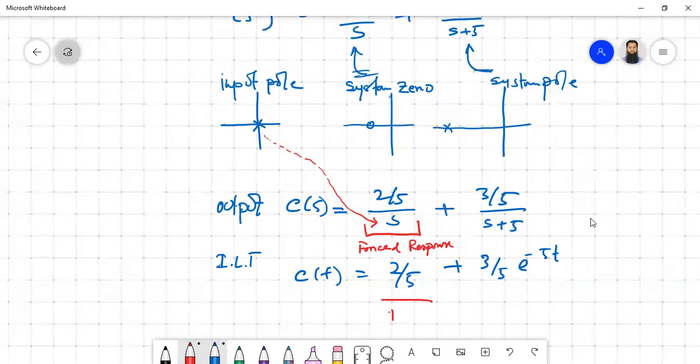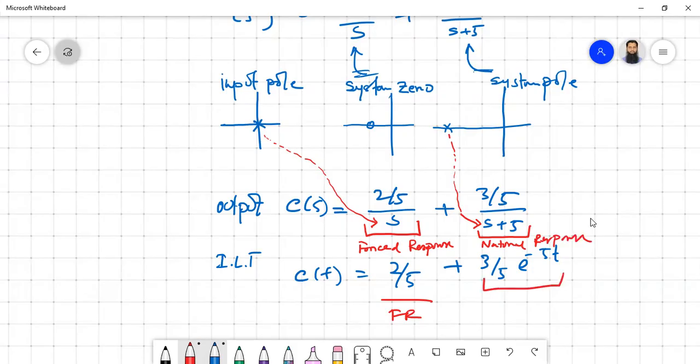Similarly, this is also forced response. Okay, so what is the contribution of this one? This one is actually this pole. Okay, so this is your system's response. So that is actually natural response.